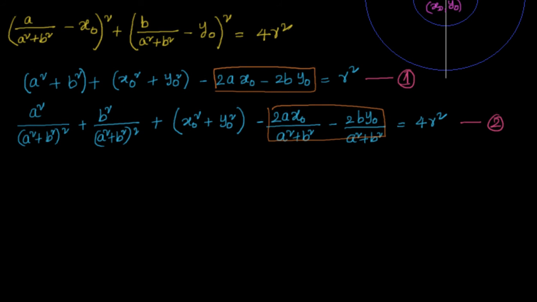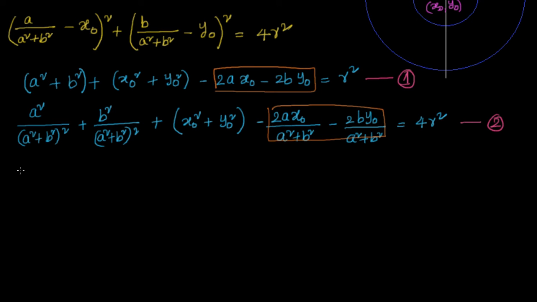What we will do is we will take number 2 and multiply that with a square plus b square. So when I do that, I can get minus 2a x naught minus 2b y naught, which will be nothing but equal in both of them. Then I can subtract, and I should be able to eliminate these 2a x naught and 2b y naught terms.